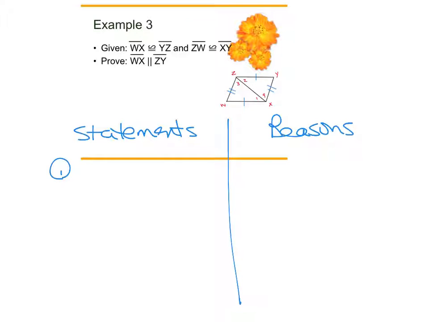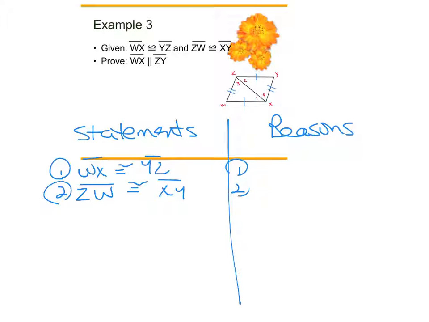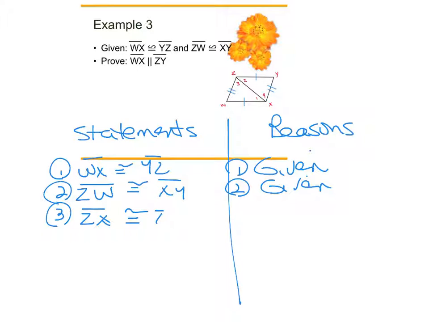First, we're going to list all our givens. I'm going to state that WX is congruent to YZ, and that ZW is congruent to XY. Both of these are given, so if you do them separately, that's two givens. Next, we'll throw in the reflexive, because we need the three pieces that are going to prove these two triangles congruent. So ZX is congruent to ZX, and this is reflexive.